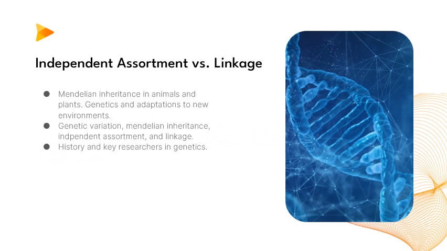Now let's compare independent assortment versus linkage. The principle of independent assortment proposed by Gregor Mendel suggests that genes located on different chromosomes segregate independently during meiosis, leading to a wide variety of gene combinations. Genetic linkage is the exception to independent assortment because genes located on the same chromosomes tend to be inherited together rather than assorting independently.